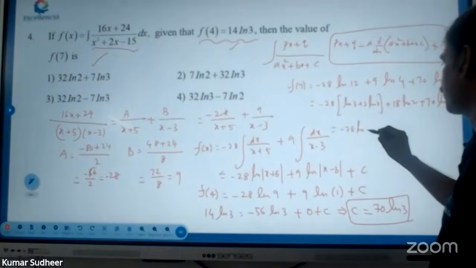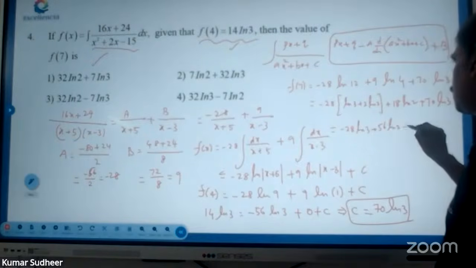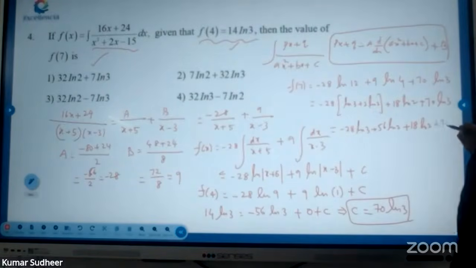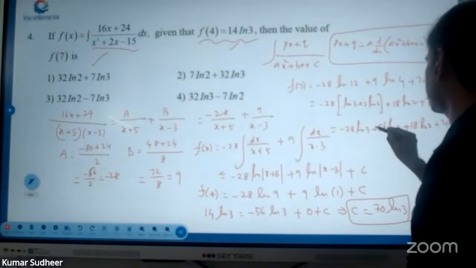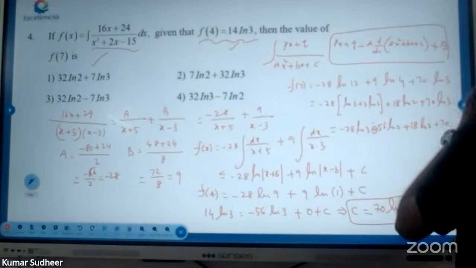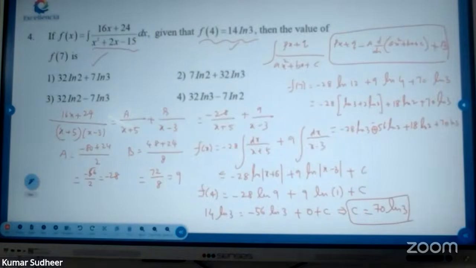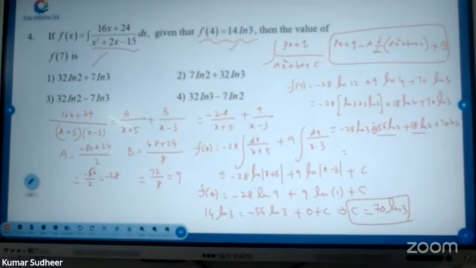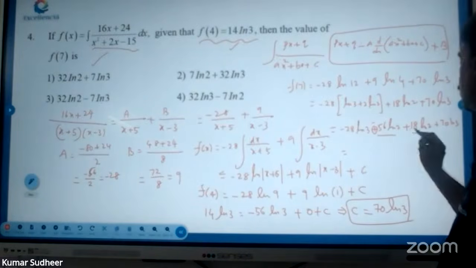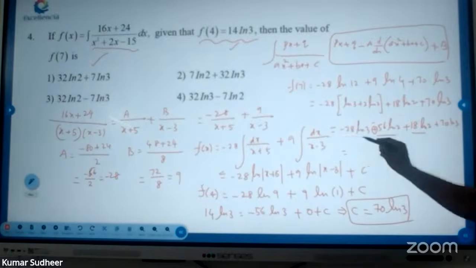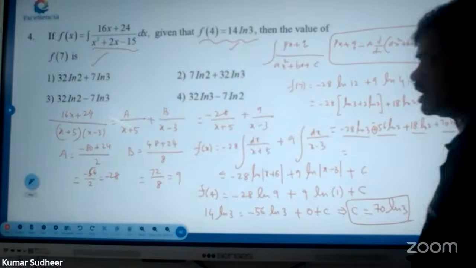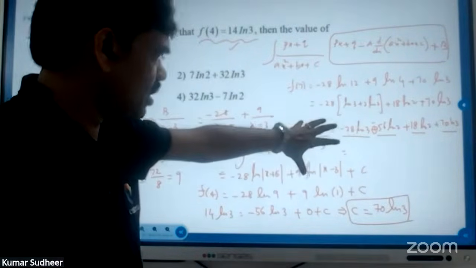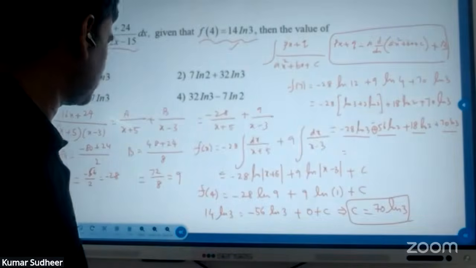So that we can simplify this. Minus 28 log 3 minus 56 log 2 plus 18 log 2, and we have here plus 70 log 3. Now we can simplify this: minus 56 log 2 plus 18 log 2 is minus 38 log 2. Again, minus 28 log 3 plus 70 log 3 is 42 log 3. We can get the answer for the question. The substitution will take some time actually, but this also can be solved.